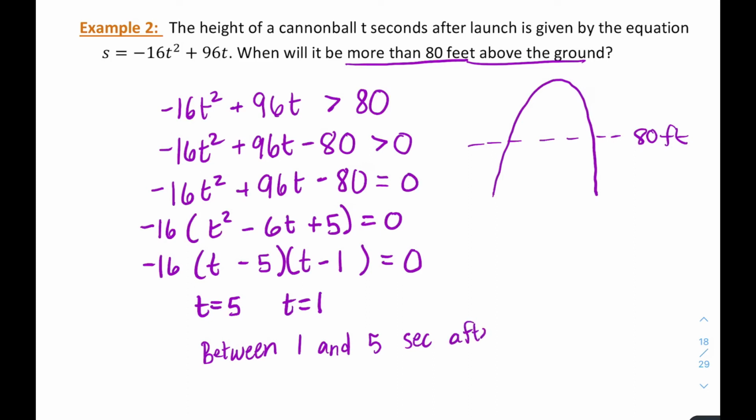Another note as well, if you get imaginary numbers or something, that means your cannonball or your projectile is never going to reach that height. It doesn't fly that high.